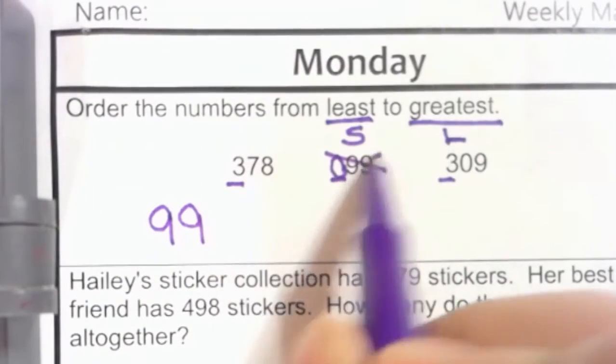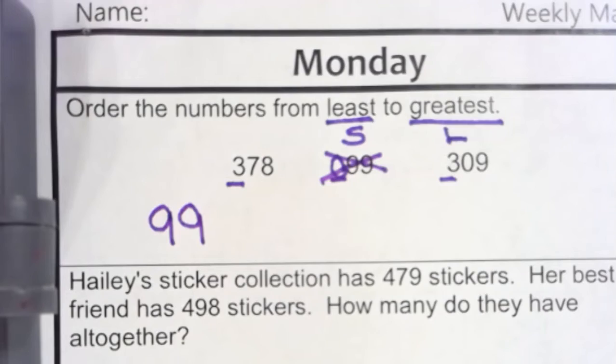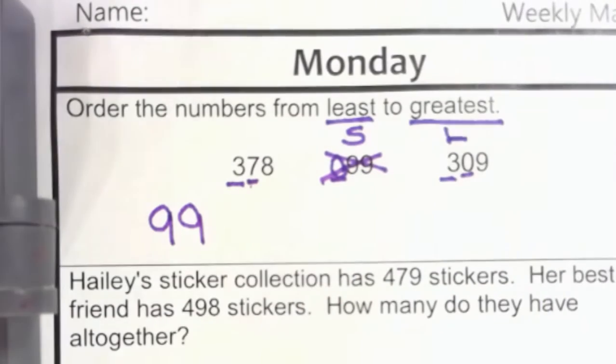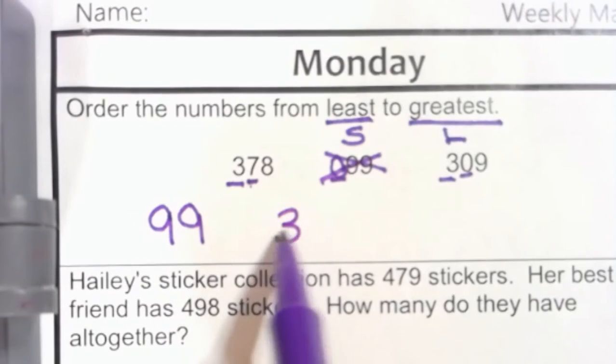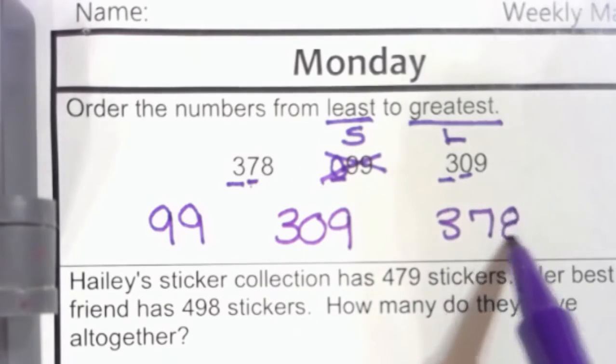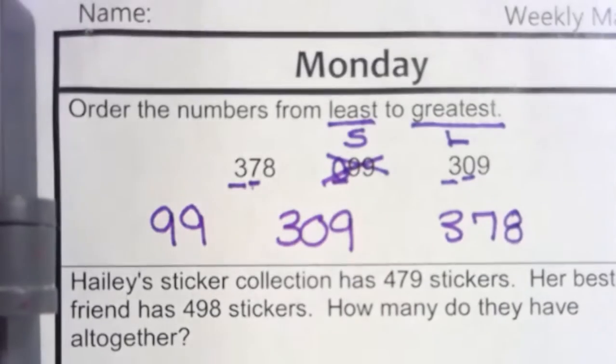All right, let's look at those other two. They were both a 3. So we're going to move to the tens place. There's a 7 and a 0. And we know that 0 is smaller than 7. So that number comes second. And 378 is our largest number.